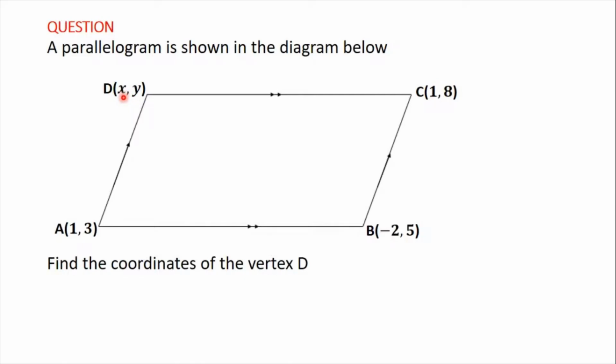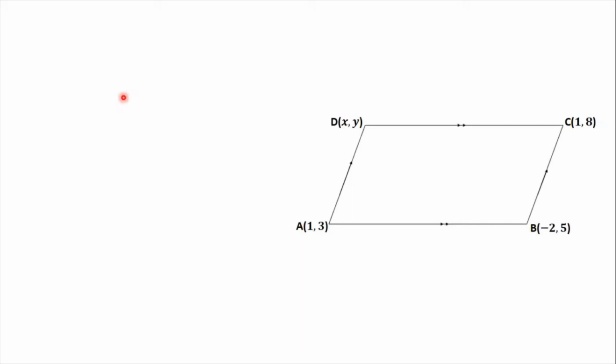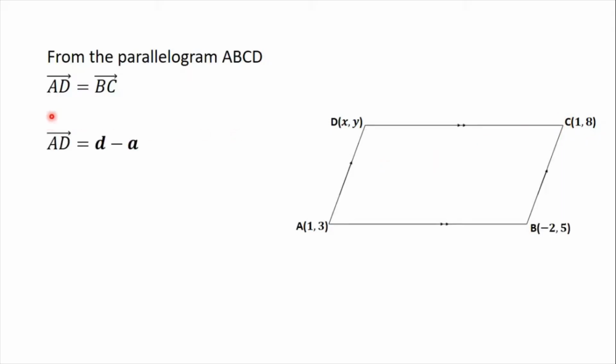How do we find the vertex D? We know that if this is a parallelogram, then vector AD is equal to vector BC. Someone can also say vector AB is equal to vector DC. It's the same thing. I'm using this one. So vector AD is equal to vector BC. But what do we know about vector AD? We know that vector AD is the same as position vector D minus position vector A. We've learned this in the previous video.